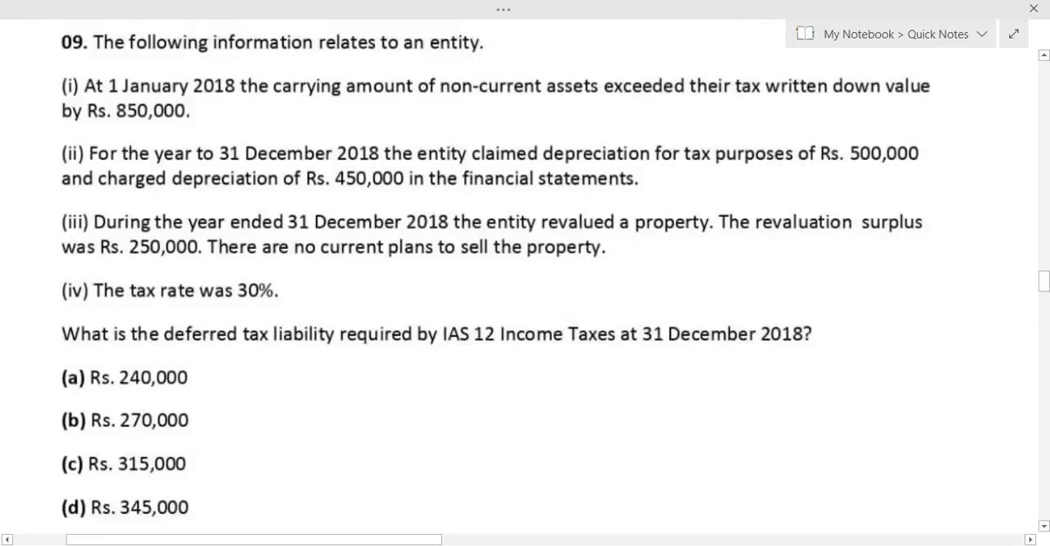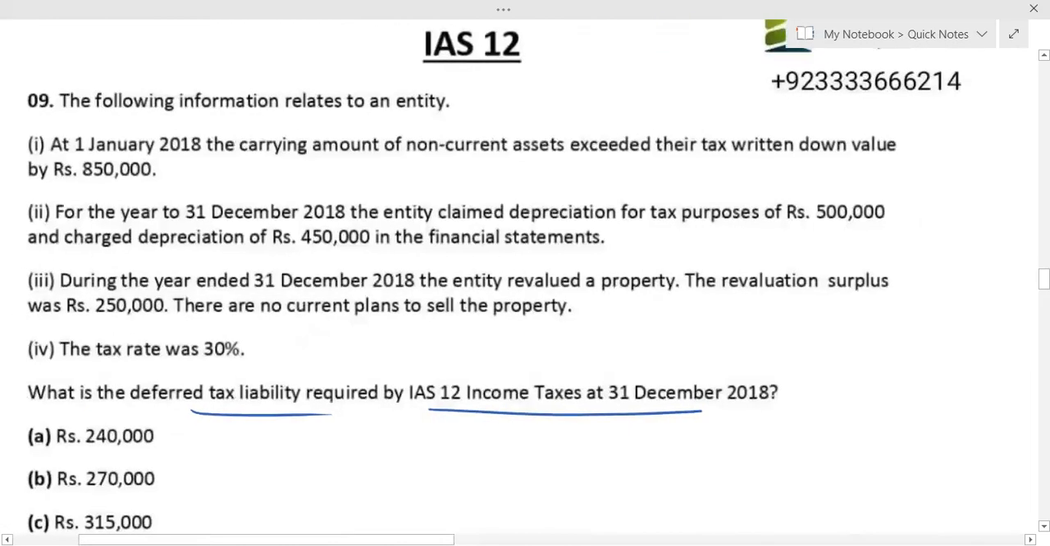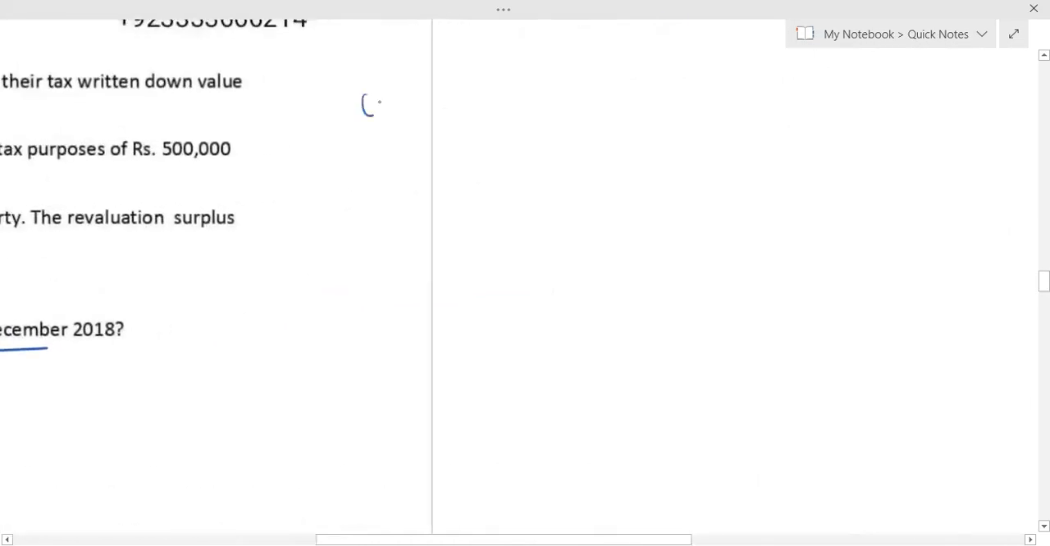Now, question number 9. What is the deferred tax liability required by IAS 12 income tax? So simply, at December 2018, we just need to find out the closing deferred tax liability. The following information relates to an entity. At 1st January 2018, let me show you. Question number 9. Carrying amount, tax base, temporary difference.